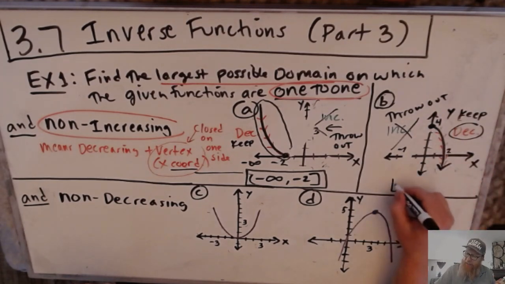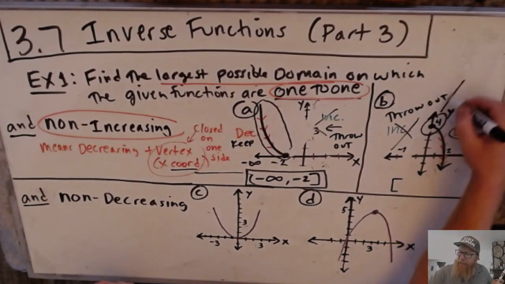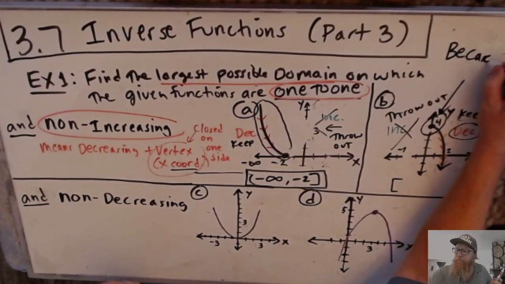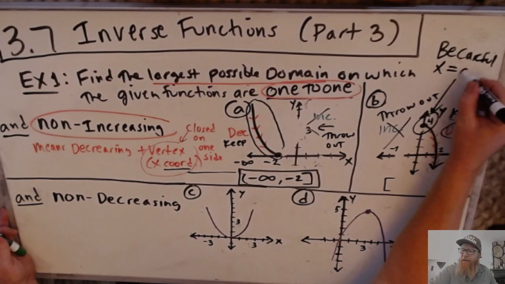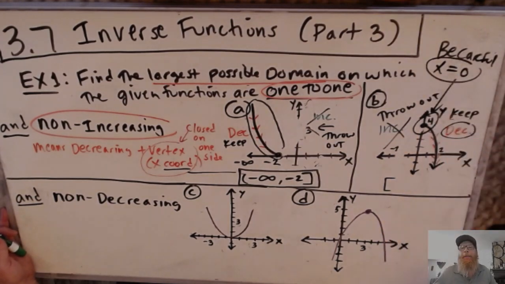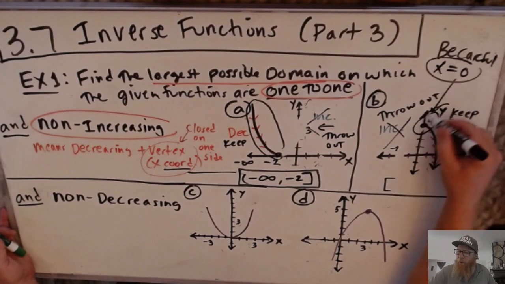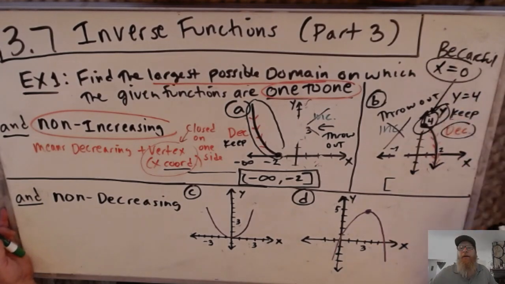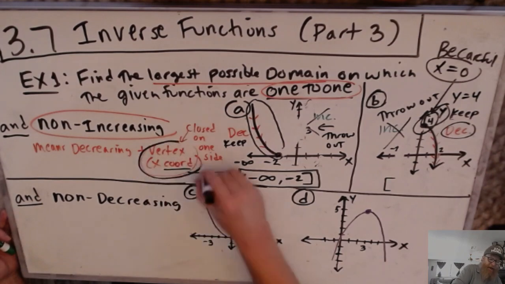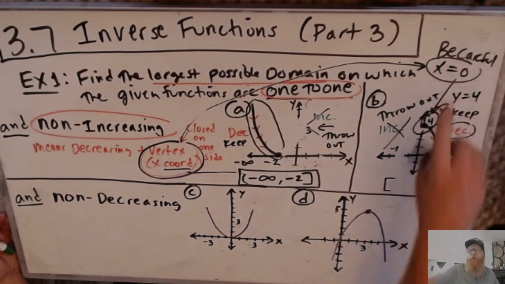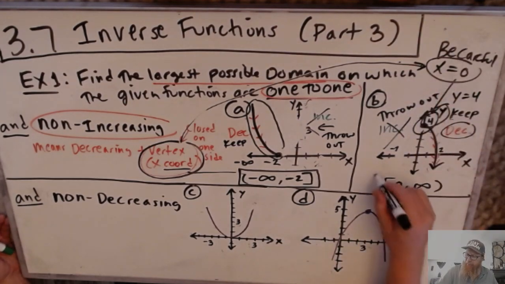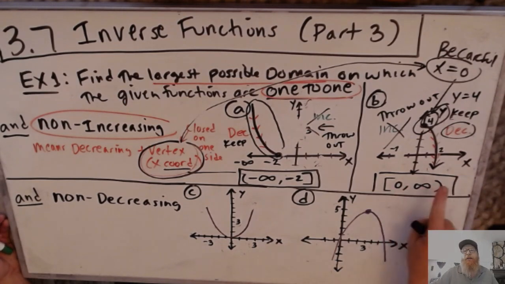So your domain is going to go from the x coordinate. Be careful. Yeah. It looks like 4, but the x coordinate is 0 at this point here. Yeah. Y is 4. But we don't want the y value. We want the x value, the x coordinate. So we want 0 to infinity. So 0 to infinity would be the largest possible domain on which this function is now one-to-one.